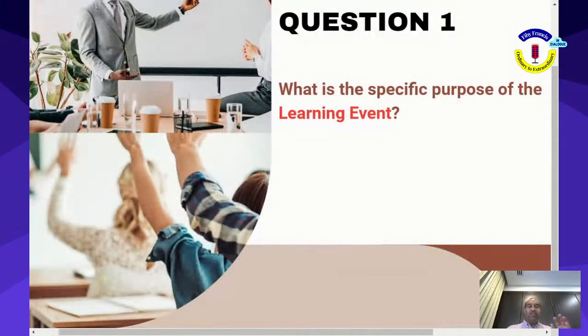The first question which we have to think about when we are planning an event or when we are nominating someone is, what is the specific purpose of the learning event? What are we trying to solve for the organization in this change, or for the person we are proposing this program? So exploring that purpose will definitely be helpful.